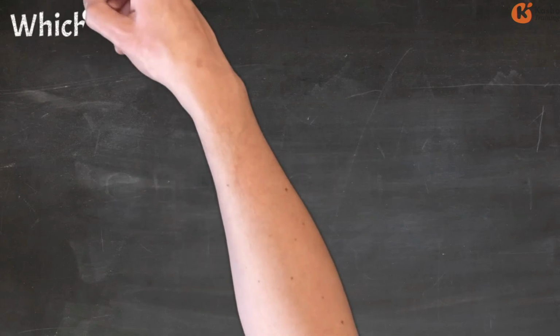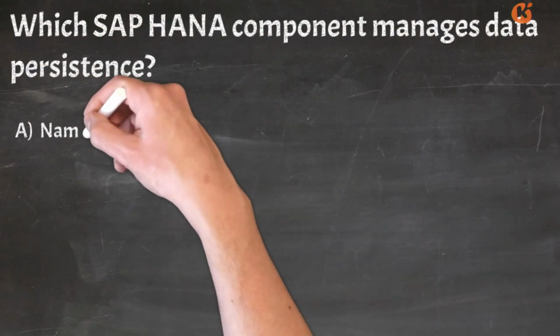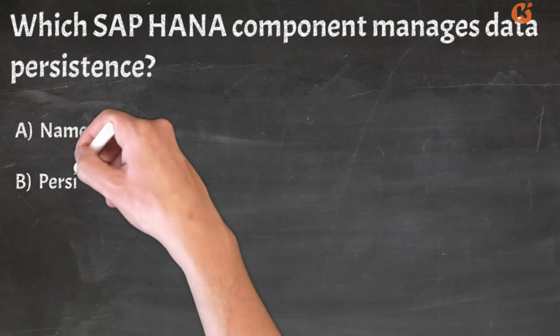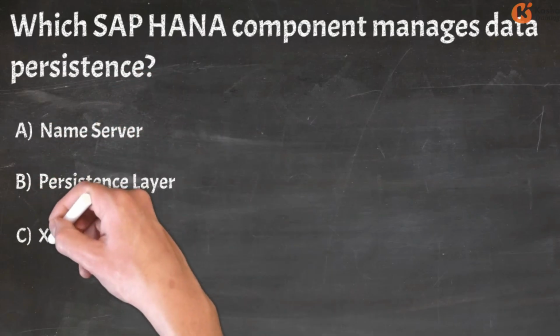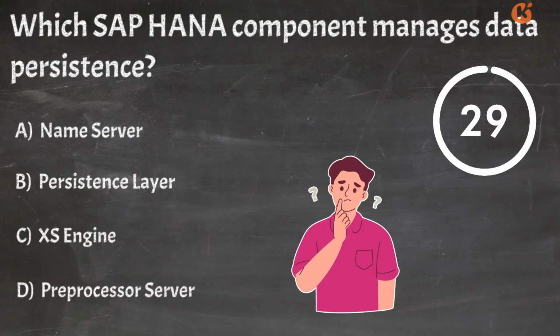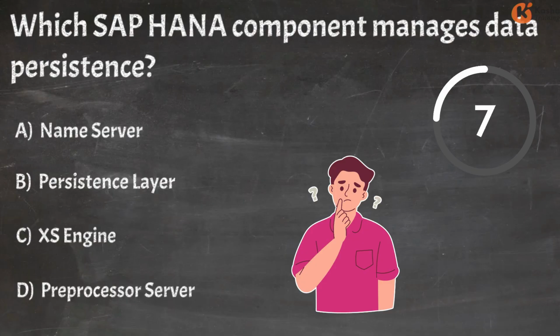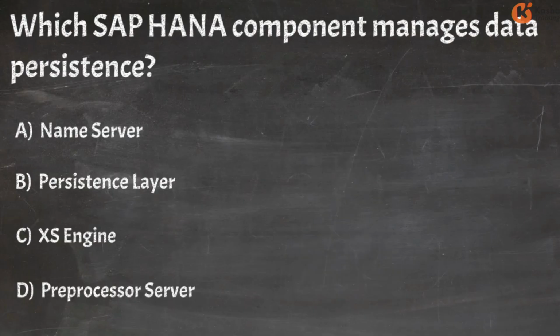Question 17. Which SAP HANA component manages data persistence? A. Name server. B. Persistence layer. C. XS engine. D. Preprocessor server. Correct answer B. Persistence layer.